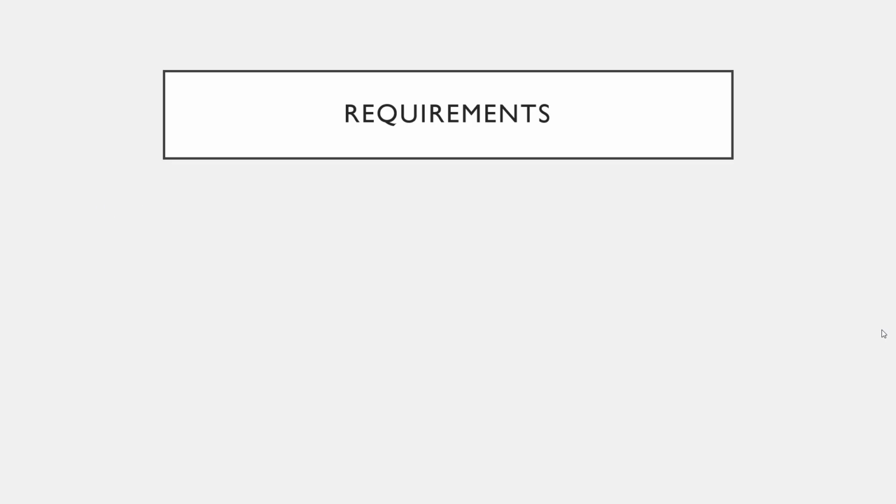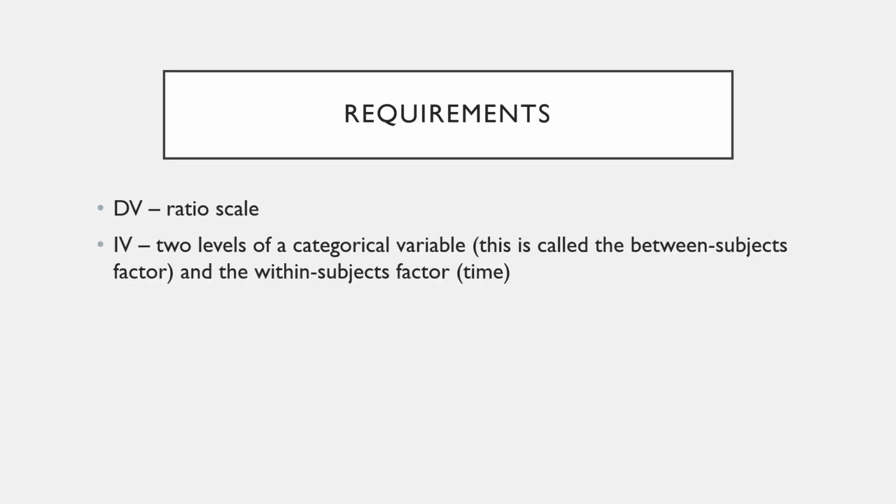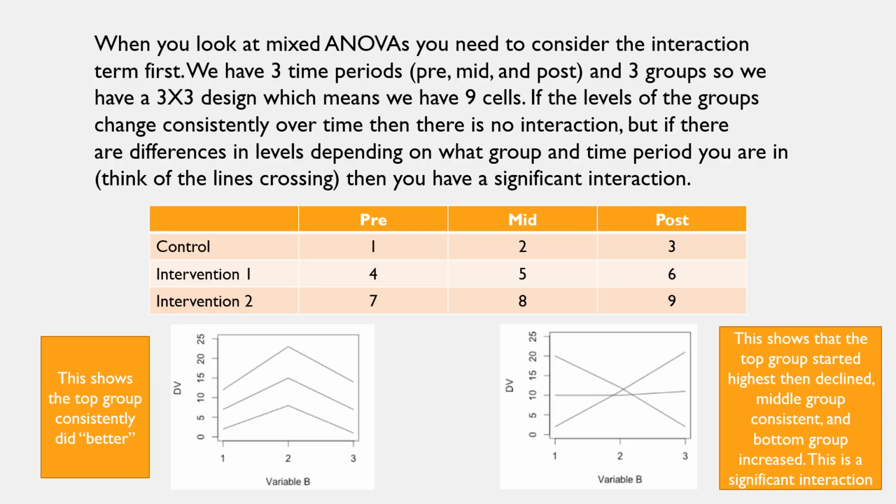The requirements to do a repeated measures analysis of variance is that you have a ratio scale dependent variable and that you have two levels of a categorical variable. This is called the between subjects factor, and the within subjects factor is time. So at least two levels. You can have more than two. So when you look at mixed ANOVAs, you need to consider the interaction term first.